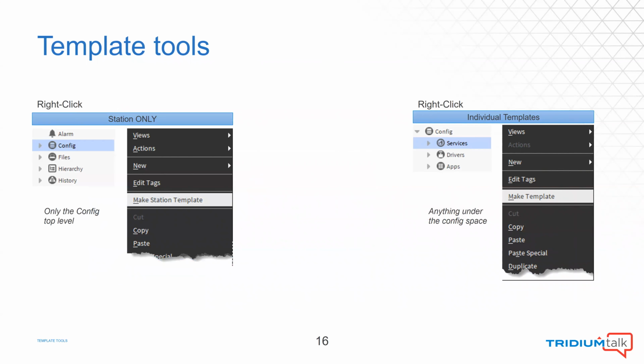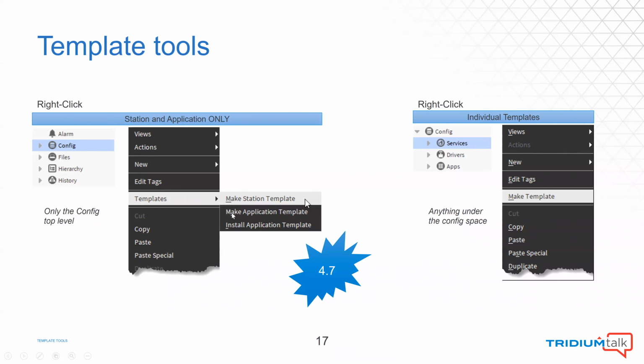How do you create a template? Again, the tools are pretty easy. All you have to do is right-click on the config, and it will show you, this is the old way, how to make a station template, right? That's what we're familiar with today. If I click on anything beneath the config, I would get make template.